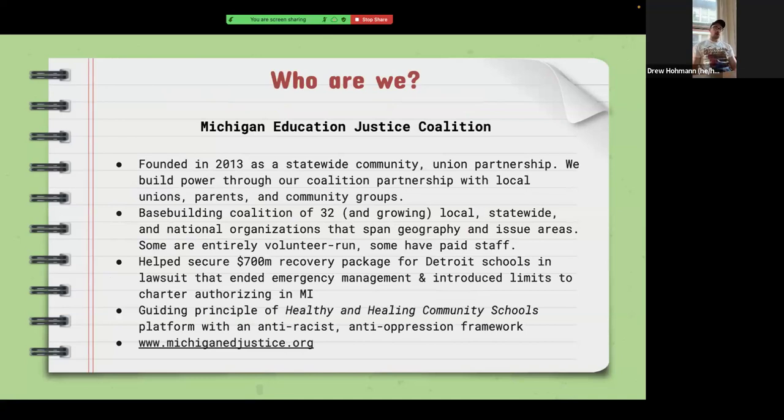So to give you a briefing, we are Michigan Education Justice Coalition. We were founded in 2013 as a statewide community and union partnership. And having that coalition of different organizations around the state is where we get our power, right? So we build with local unions, the teachers and educator unions, community groups, parent groups, things like that. We have about, I think that number is even outdated now, 32. We're pushing 40 organizations around the state. They're very different, of course. Some have paid staff, some are entirely volunteers.